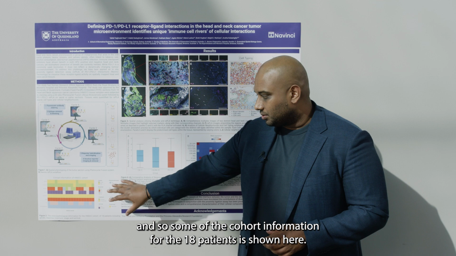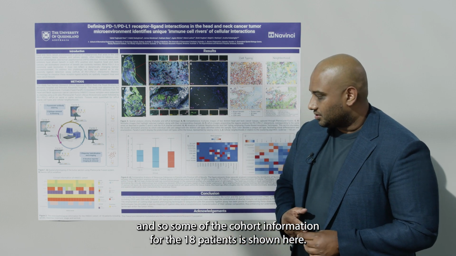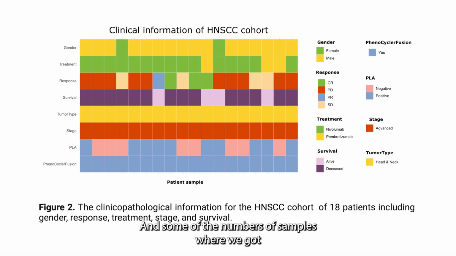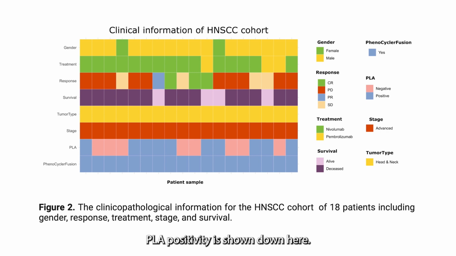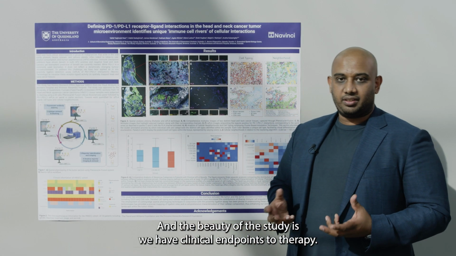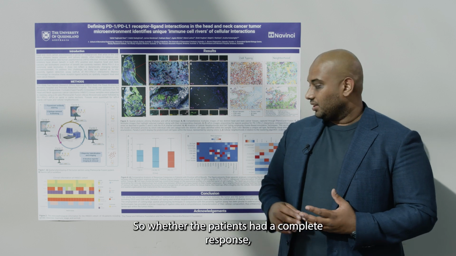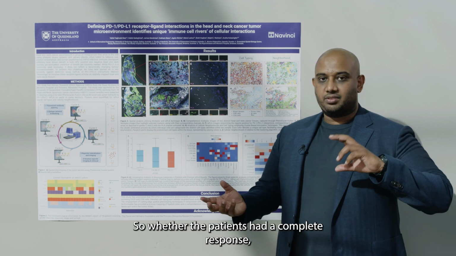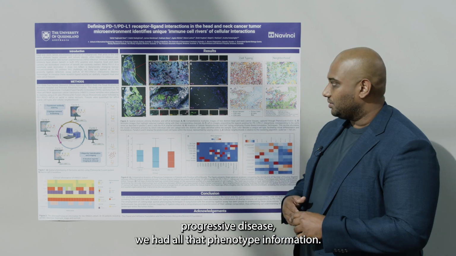Some of the cohort information for the 18 patients is shown here, and some of the numbers of samples where we got PLA positivity is shown down here. We could run the PCF assay followed by the ISPLA to understand what was going on. The beauty of the study is we have clinical endpoints for therapy, so whether the patients had a complete response or progressive disease, we had all that phenotype information.